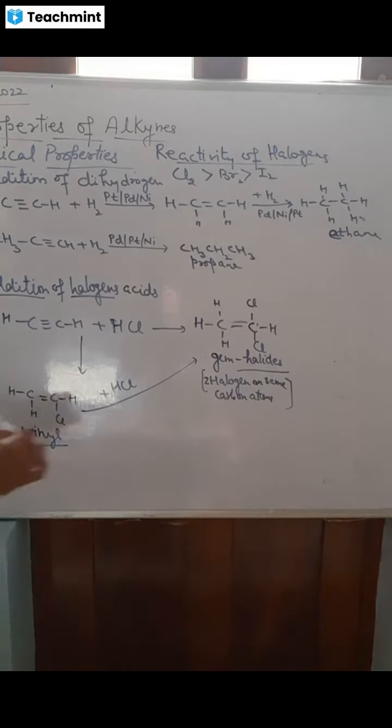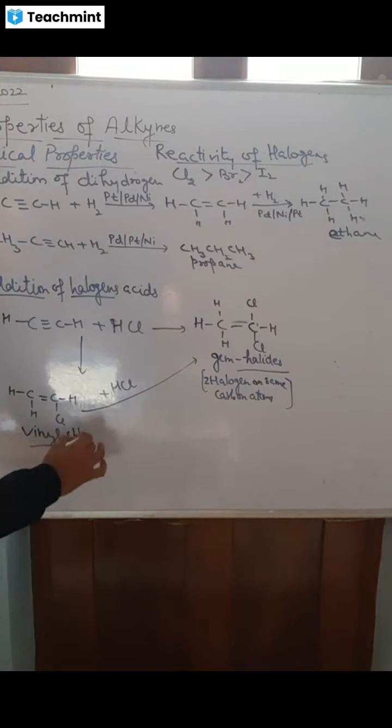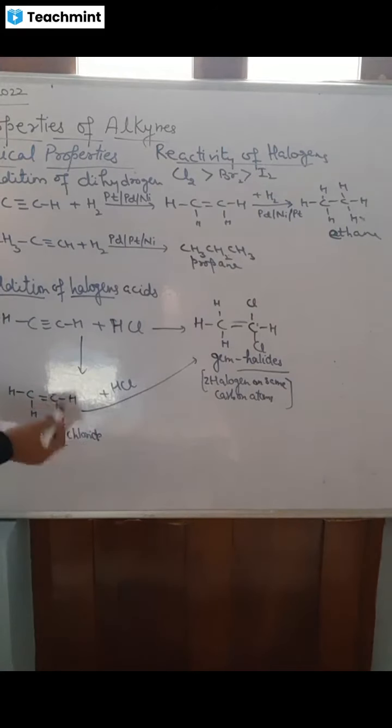Vinyl chlorides are those in which the halogen group, or any group, is attached as a functional group, this Cl. When a functional group is present on any carbon of the carbon-carbon double bond, it is known as vinyl.